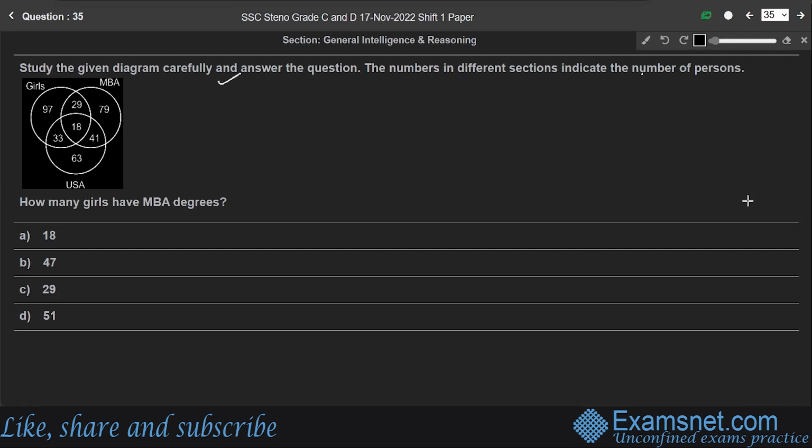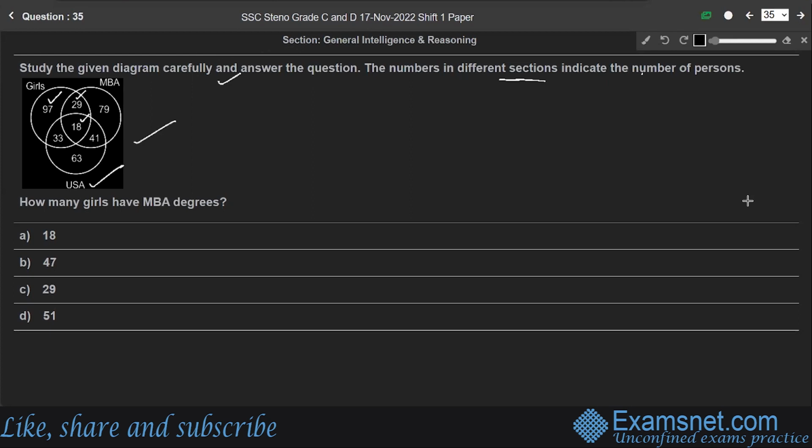Question 35. Study the given diagram carefully and answer the question. The numbers in different sections indicate the number of persons. So in the given Venn diagram, 97 indicates there are 97 girls, and 29 indicates 29 girls possess an MBA degree. Whereas the number 18 indicates 18 girls have MBA degrees who live in the USA. So the third set represents the persons who live in the USA.